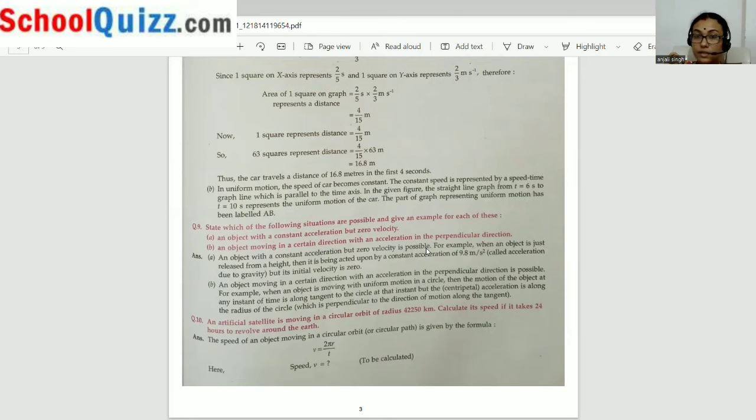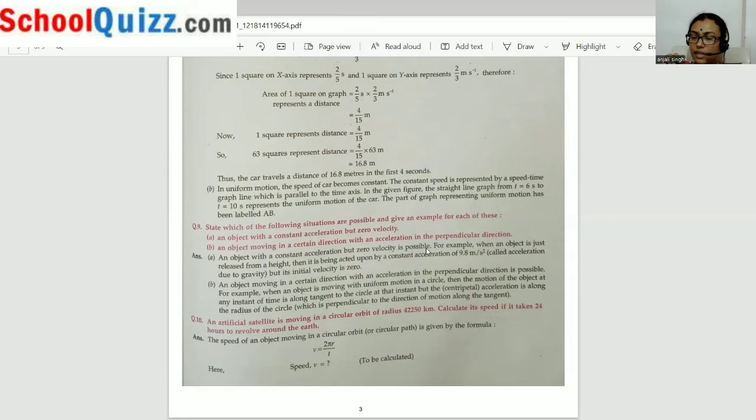Like in the atom, the electron is moving around the nucleus. Okay, so their centripetal acceleration is there. What acceleration is required, that is the centripetal.